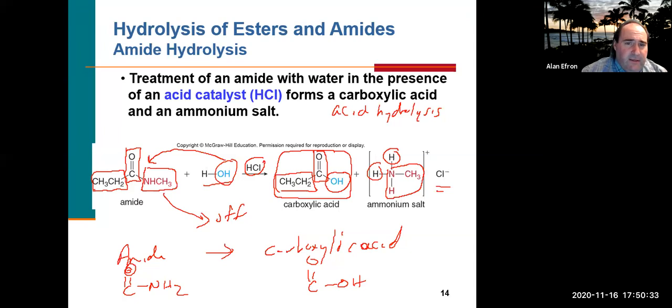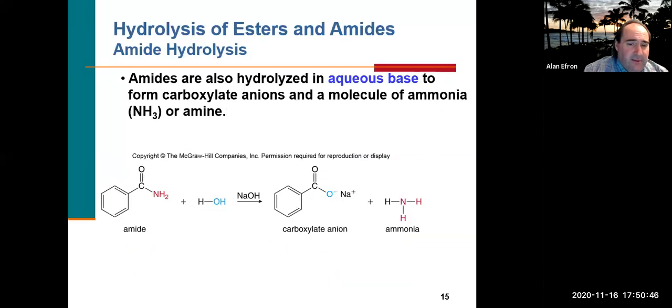Now we also can do this reaction in sort of a base form. And in a base form, we actually don't get back the carboxylic acid. We get back almost the carboxylic acid. So if we do this, which is sometimes referred to as a base hydrolysis, and again, for the same reason, base because sodium hydroxide, for example, is involved here. Hydrolysis, again, because water is involved here.